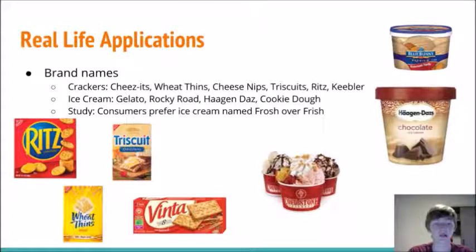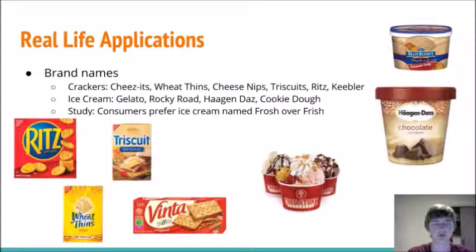But on the other hand, some researchers have noticed that ice cream brands tend to have more back vowel sounds. They have the O, they have the ah, oo sounds. You look at gelato, Rocky Road, Haagen-Dazs, cookie dough. They have the back vowels. So why would ice cream brands want to have back vowels in their name? The sound symbolism explanation is that a back vowel is more likely to evoke a rich and creamy idea in the name. And that's what an ice cream brand would want to evoke.